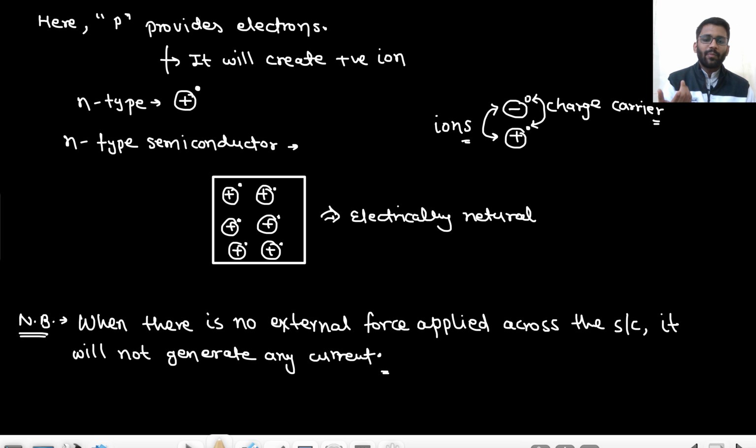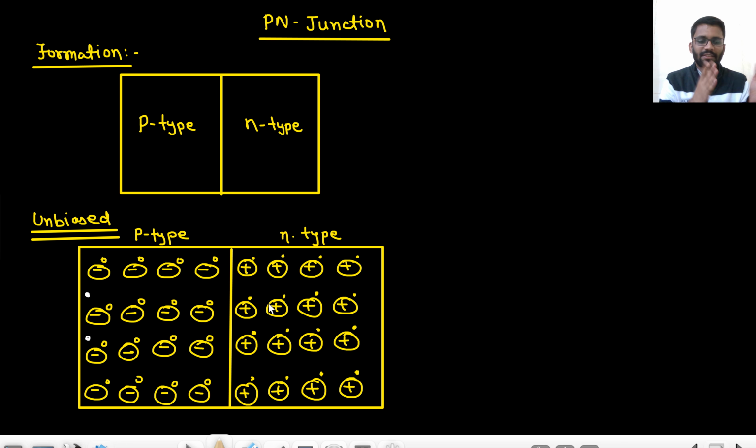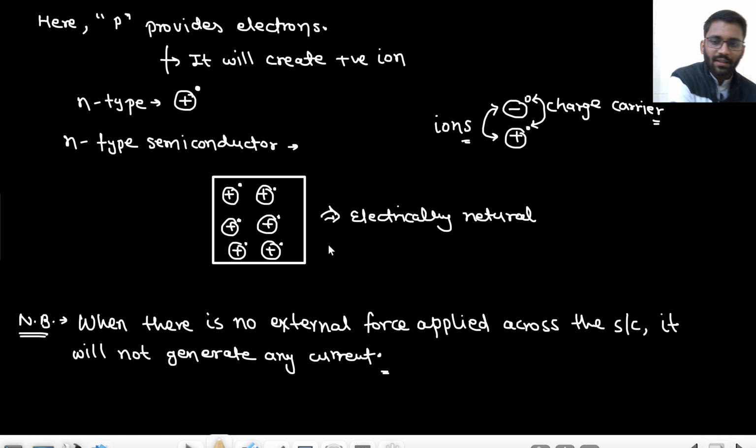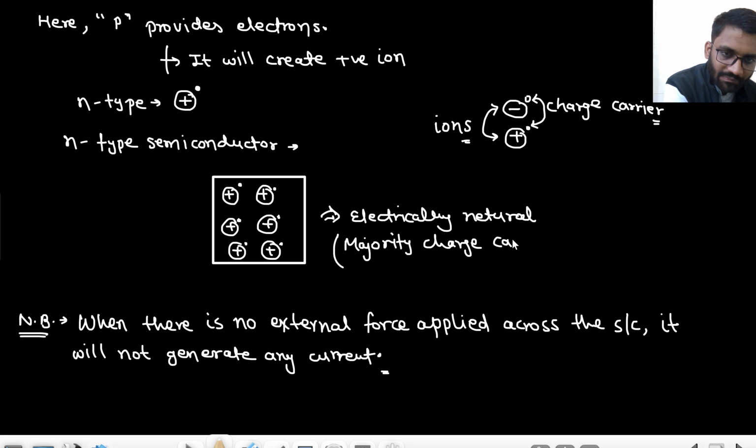So in the process of formation, when we are forming this p-n junction, or while doping, there can be some impurity. So there can be these minority charge carriers that are electrons. Okay, and here as well there can be some holes. So here what are the majority charge carriers? These are electrons. Okay, and minority charge carriers are holes.